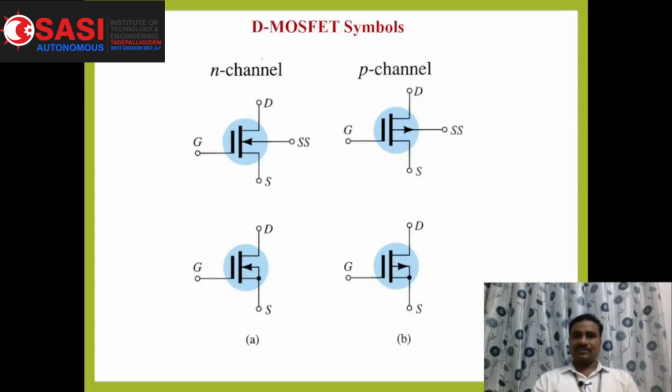Move on to the representation of DMOSFET symbols. This shows the N channel, and this shows the P channel. We will discuss the difference between N channel and P channel. The direction indicates the N channel and P channel representation of DMOSFET. The MOSFET has three terminals: gate, drain, and source. Based on the direction of current flow, from drain to source or source to drain, the DMOSFET or EMOSFET can be classified into N channel MOSFET and P channel MOSFET.